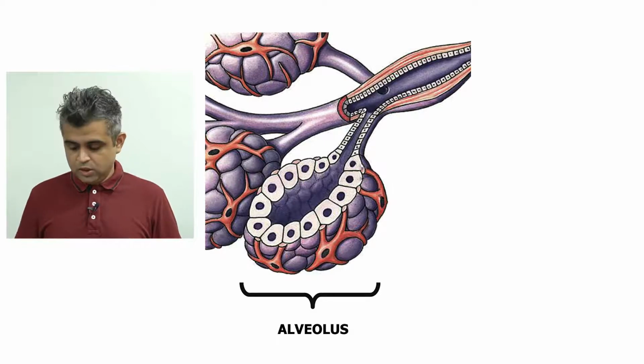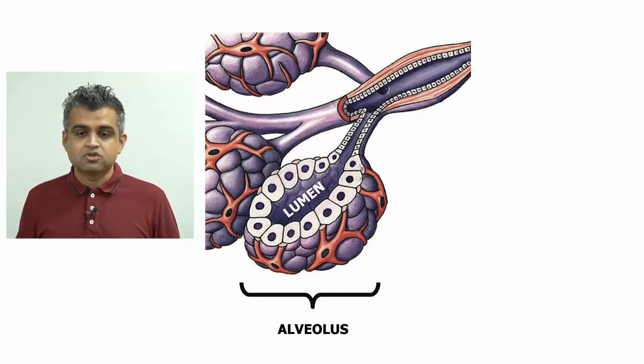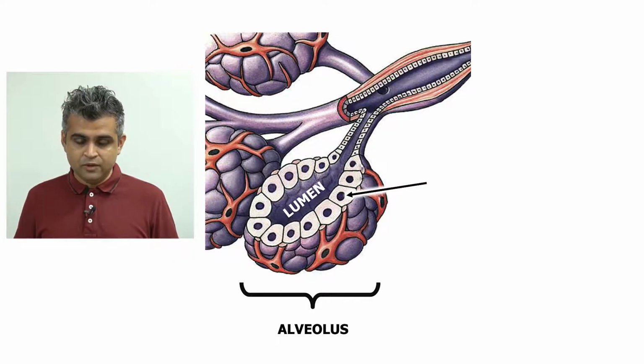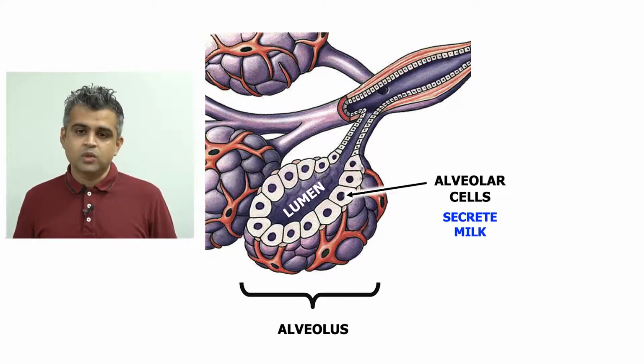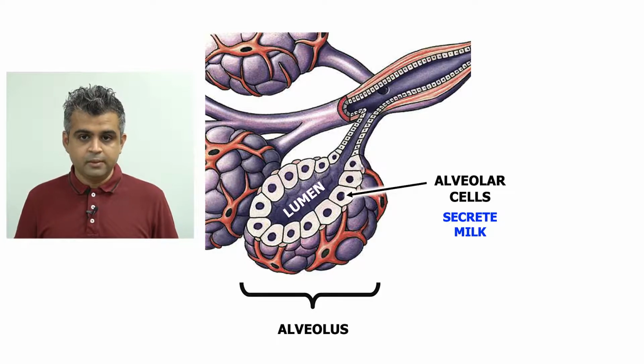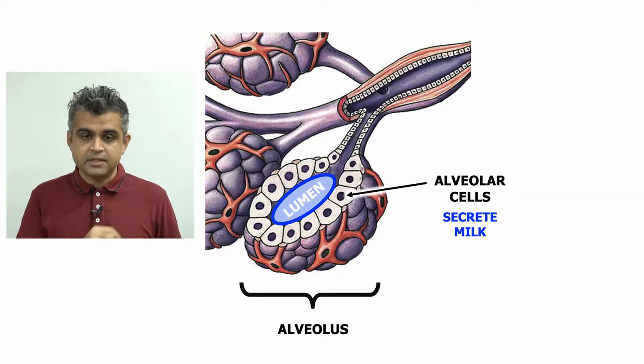Within this alveolus, you will have this empty space in the center, which will be called the lumen. Now, these are the cells of the alveolus which are called the alveolar cells, and they will secrete the milk. Of course, that milk will get collected in the cavity called the lumen. So here you can see an alveolus comprising alveolar cells. The alveolar cells will secrete milk, and that milk gets collected in the lumen.